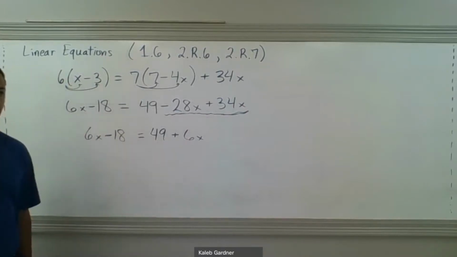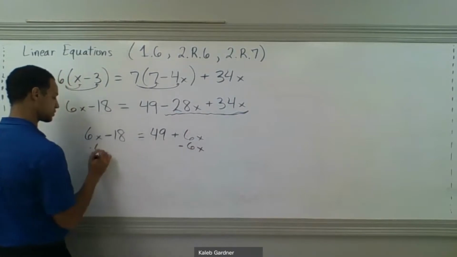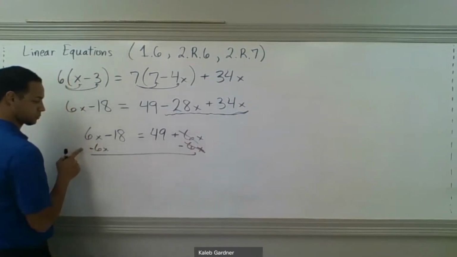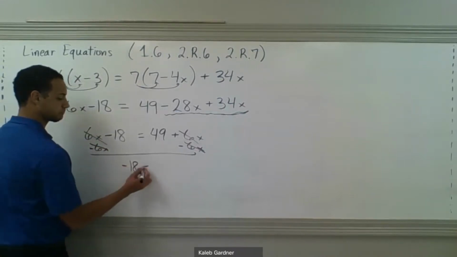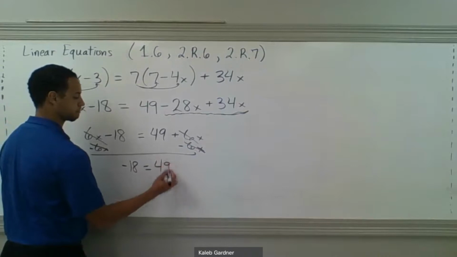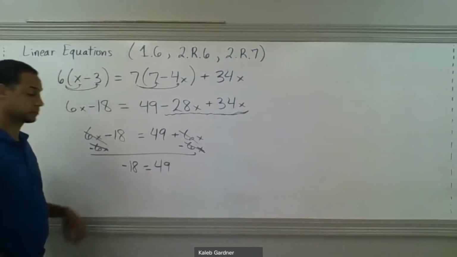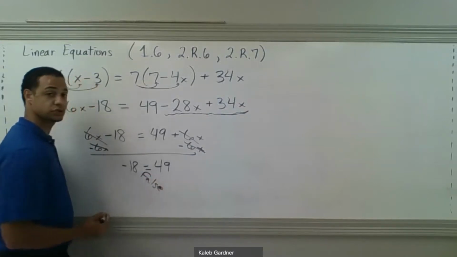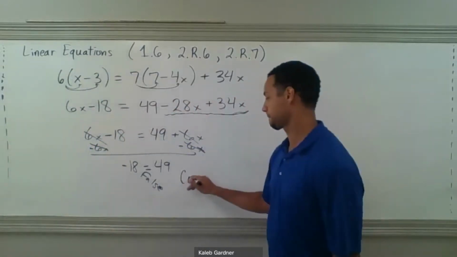So what's going to happen now? Well, subtract 6x to get my x's together. Uh-oh. All of our x's are gone, and we got a false statement. What happens when we have a false statement? Our answer has no solution, and we call that a contradiction.